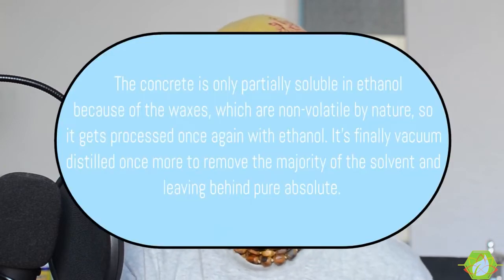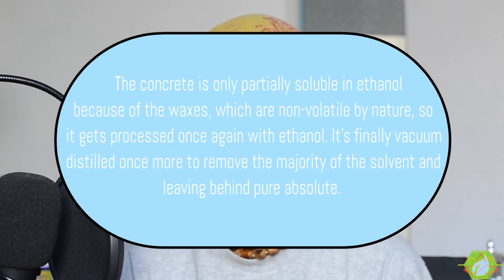Rose, jasmine. Now, concrete is only partially soluble in ethanol because of its waxes, which are non-volatile by nature. So it gets processed once more with ethanol. At this point, it gets vacuum distilled once again to remove the majority of the solvents, leaving behind pure absolute.